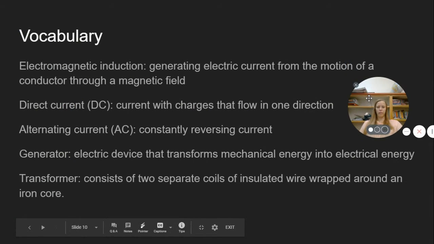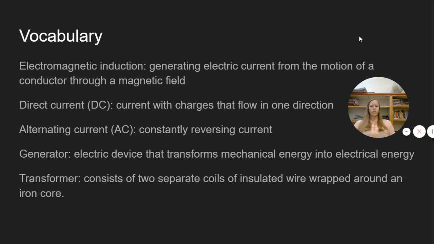Let's look at our vocabulary words from this lesson. Electromagnetic induction is generating an electric current from the motion of a conductor through a magnetic field. Direct current is current with charges that flow in one direction. Alternating current is constantly reversing current. A generator is an electric device that transforms mechanical energy into electrical energy. A transformer consists of two separate coils of insulated wire wrapped around an iron core.